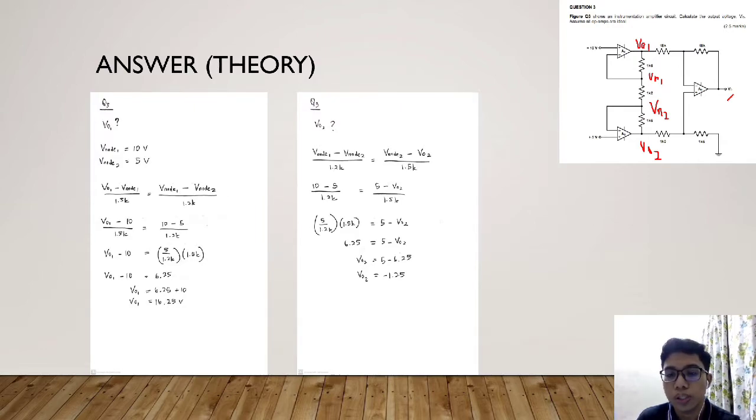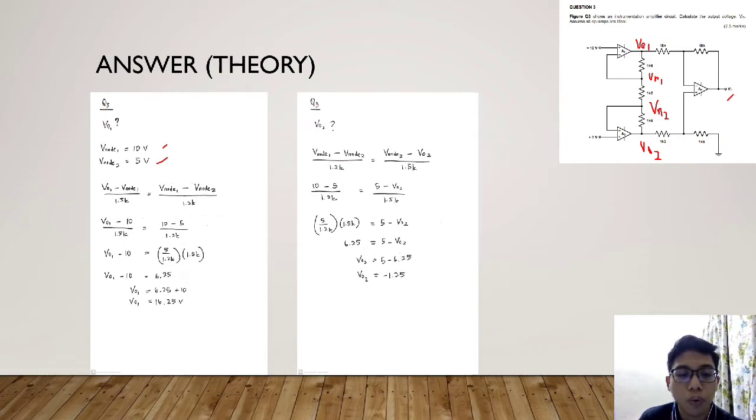Since this is the voltage follower, the voltage at node 1 is equal to V minus, which is 10 volt, because V minus is equal to V plus. Same goes for V naught 2, where the value of V minus is equal to the value of V plus, which is positive 5 volt. Since V naught 1 is 10 volt and V naught 2 is 5 volt, we just apply the formula and substitute all the values.